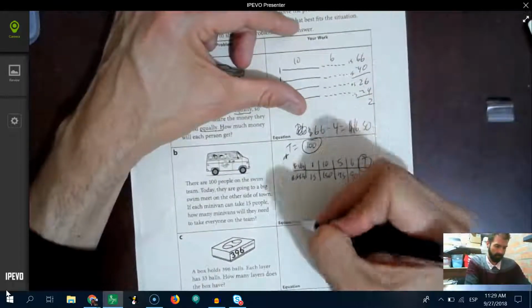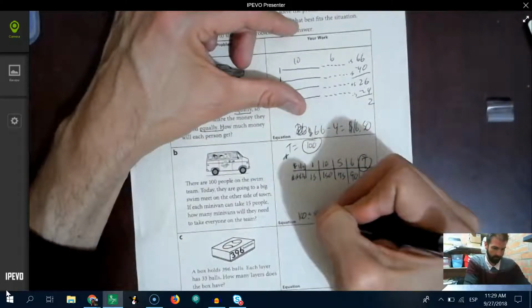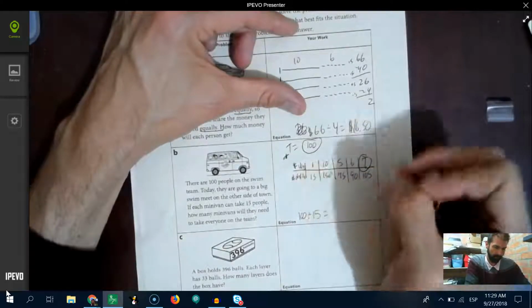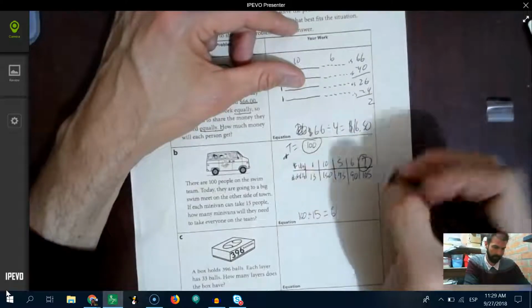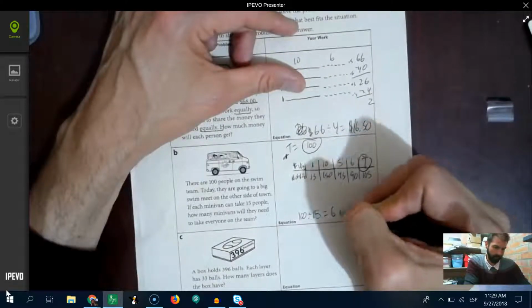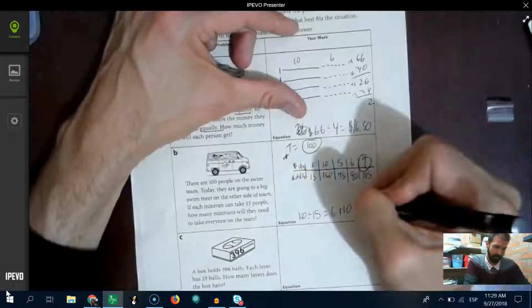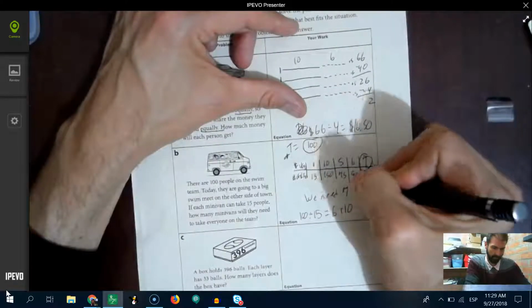Okay, so I have 100 people divided by 15 in each, and that's going to give me 6 remainder 10, but I need 7 vans.